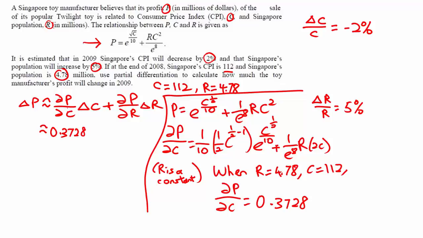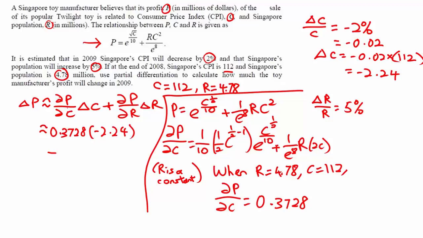I'll now need to find delta C. So delta C over C to be equals to minus 2%, which is then actually minus 0.02. So delta C will then be equals to minus 0.02 times C, and C is found to be 112. So this value gives me minus 2.24. So I'll write this as negative 2.24.